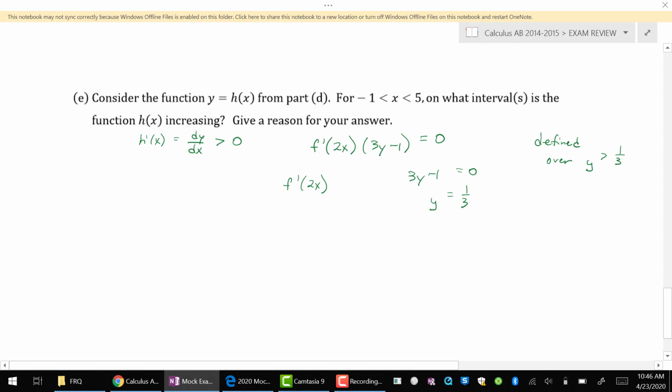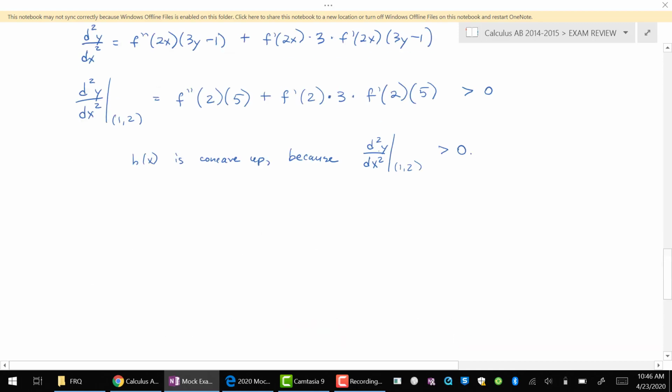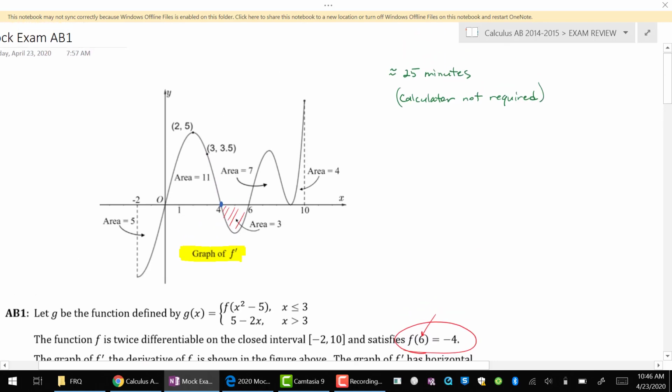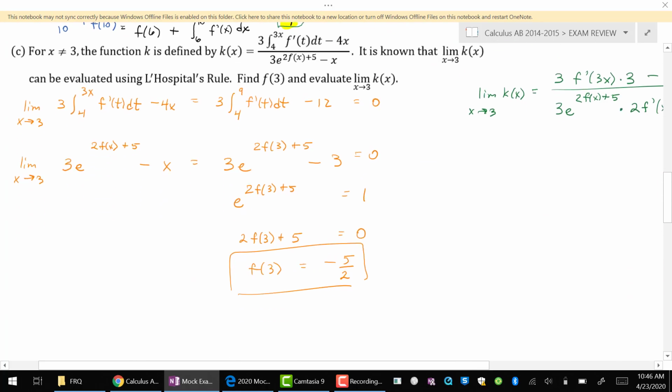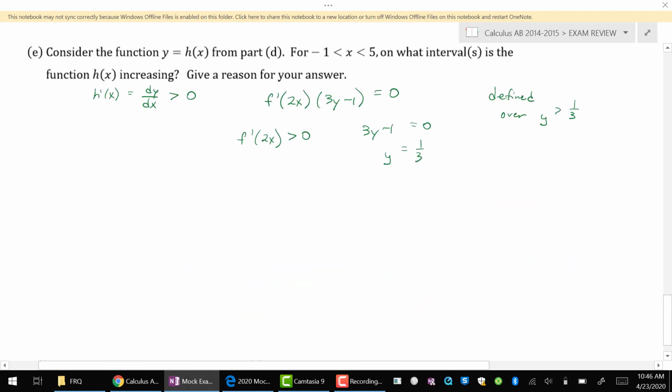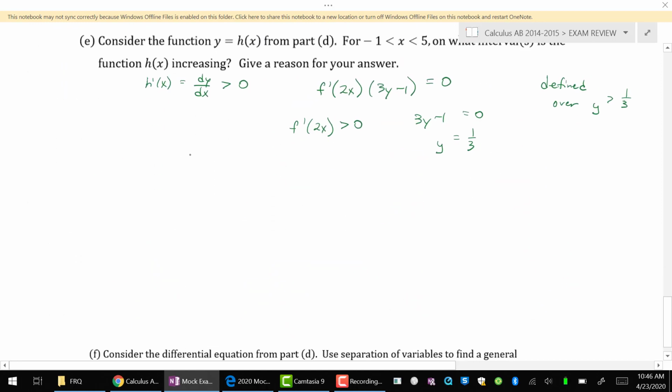Let me change that to an inequality because that will be where f is increasing. Well, where is f prime positive? If I go way back here to the picture and I look at f prime, which is this graph, I see that from the intervals 0 to 4, and then again from 6 to 10. So 0 to 4 and 6 to 10. F prime of x, I should say, is positive on 0 to 4 and 6 to 10.